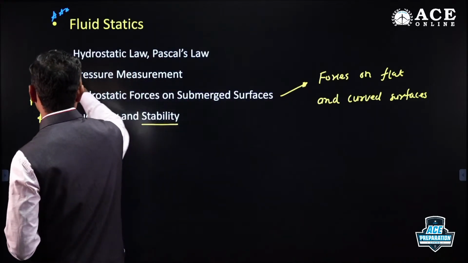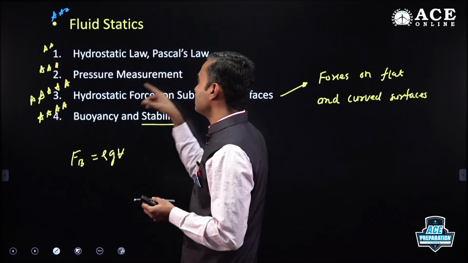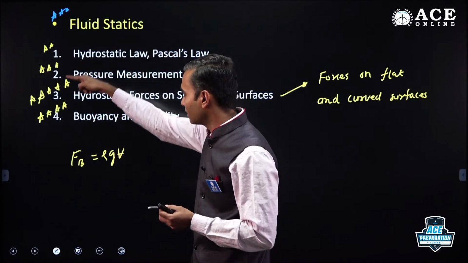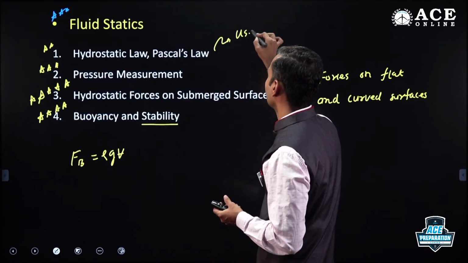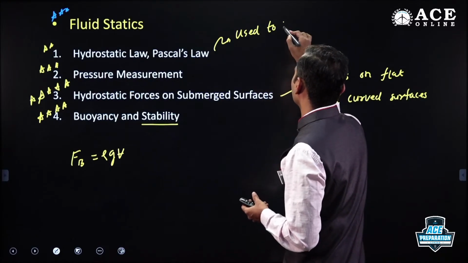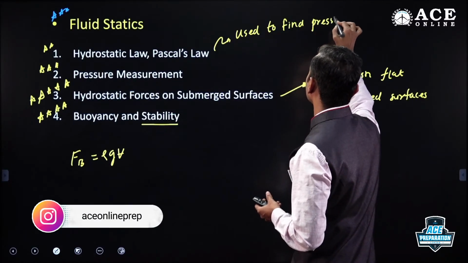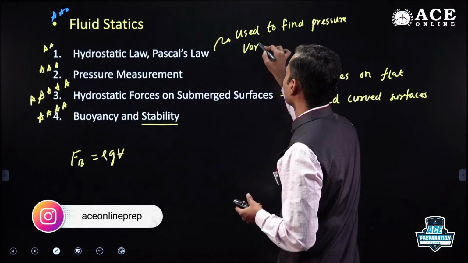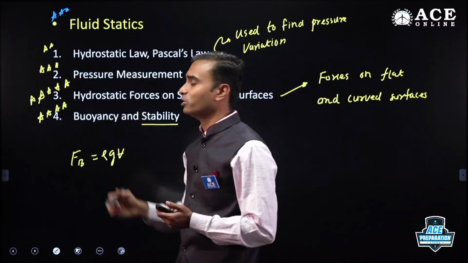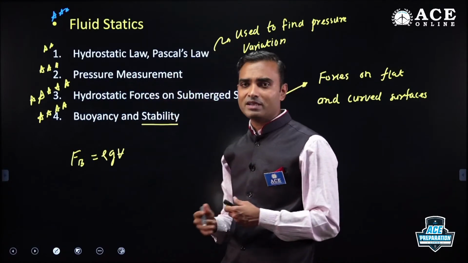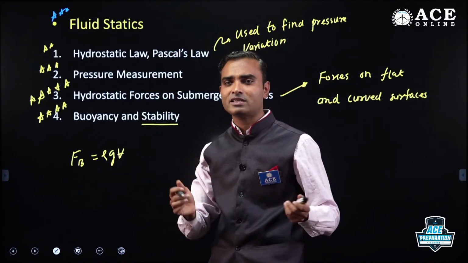So on this hydrostatic law and Pascal's law, a few times you will get questions, but understanding these two laws is very essential for understanding the remaining topics. So this hydrostatic law and Pascal's law are used to find pressure variation. Hydrostatic law means change in pressure is rho gh. So this law is called the hydrostatic law. And Pascal's law says that pressure at a point is the same in all directions. So based upon these two laws, we can visualize pressure variation inside the static fluid.